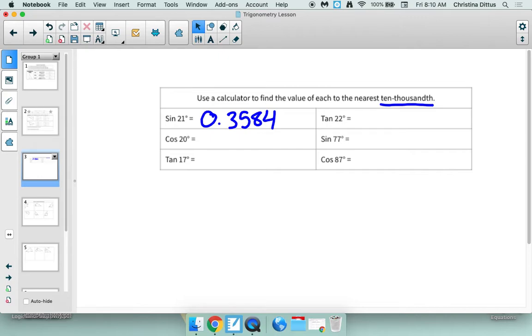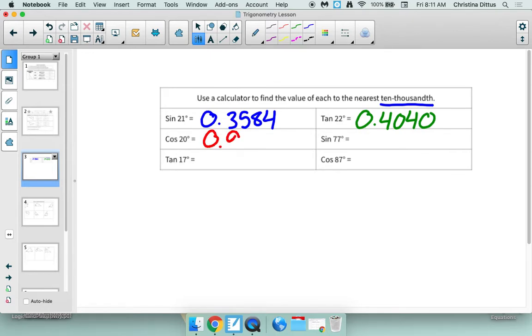Alright, so go ahead, find your tangent button. Plug in tan of 22. 0.4040. I'm just making sure that it works. How about the cosine of 20? 0.9397.